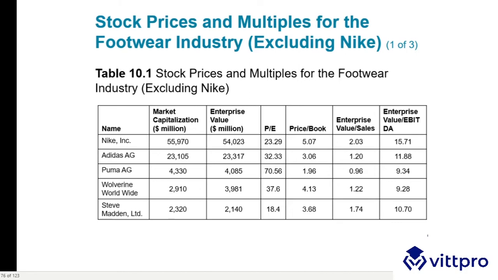That means they have a very small number of assets. Their enterprise value compared to sales is also very high, right? It means their sales are also very low compared to the price that is available in the market, and the enterprise value to EBIT is also quite high, but the PE is less.